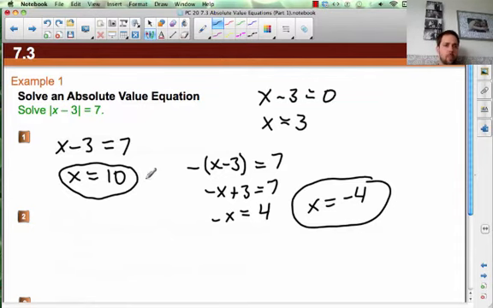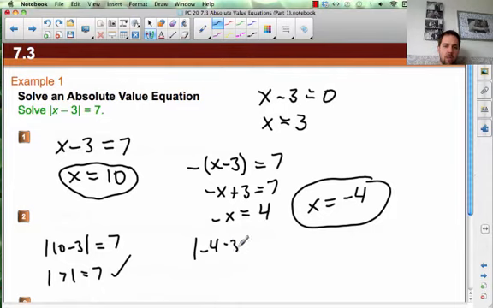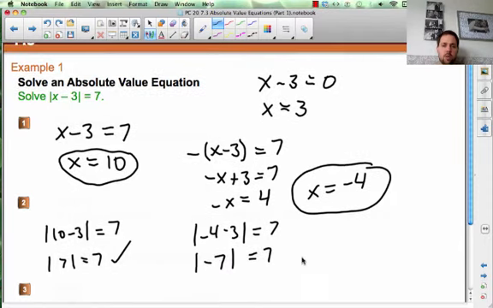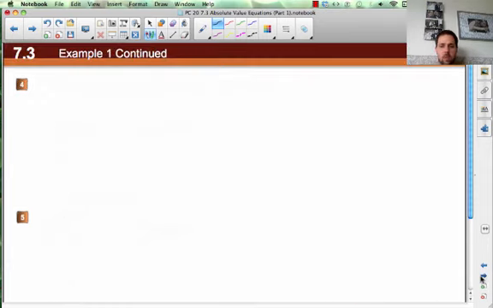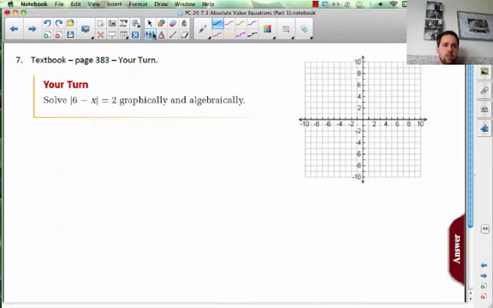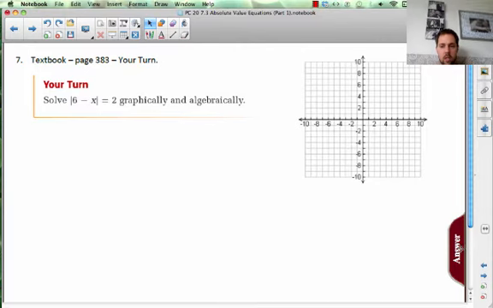So let's try them. If x is 10, we have the absolute value of 10 minus 3 equals 7. So the absolute value of 7 equals 7. 7 equals 7, true. This one, negative 4 minus 3 equals 7. Absolute value of negative 7 equals 7. And of course we know that when we take absolute value, it becomes positive because it's just a distance. 7 equals 7. And we're done. So here's your turn. Go ahead and try to solve it. Answer will be here when you get back.